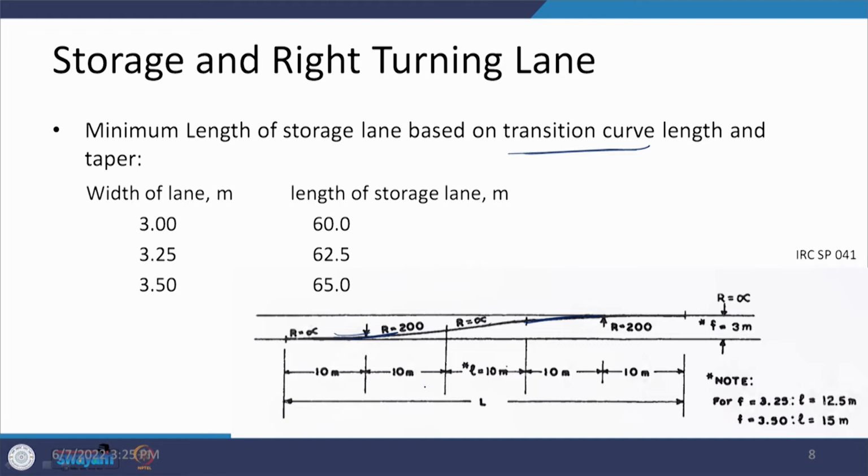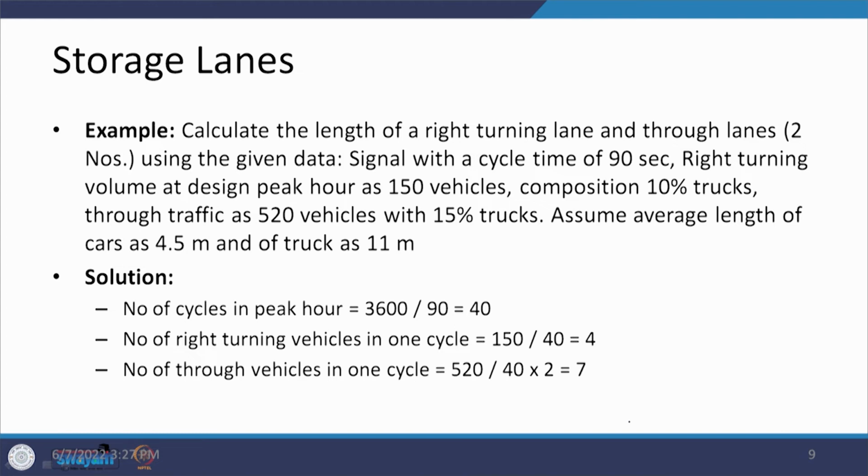There is a transition curve on this side and another side with a straight section in between. Now, depending on the width of the lane, whether it is 3 meters wide or more than 3 meters wide going up to 3.5, the length has been defined here, and this length of the storage lane can be 60 meters to 65 meters corresponding to 3 meters to 3.5 meters of lane width. The basic change is going to be in the central portion, the rest of the things are more or less constant.